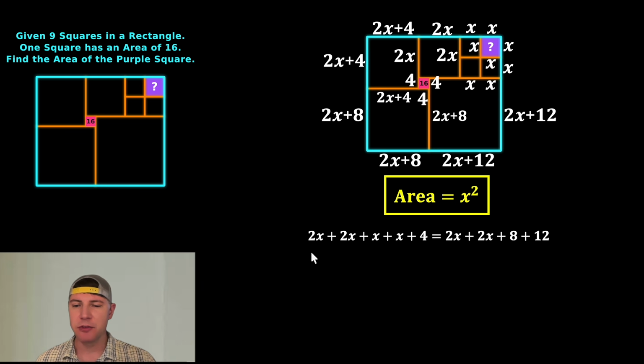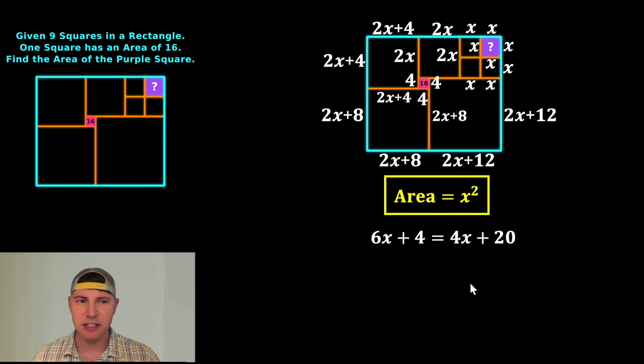On the left-hand side, we have 2x plus x plus x. All of those will combine to give us 6x. And then on the right-hand side, we have 2x plus 2x to give us 4x, and 8 plus 12 is equal to 20. Next, let's get all the x's to one side. We can subtract 4x from both sides. And let's move this over here by subtracting 4 from both sides.